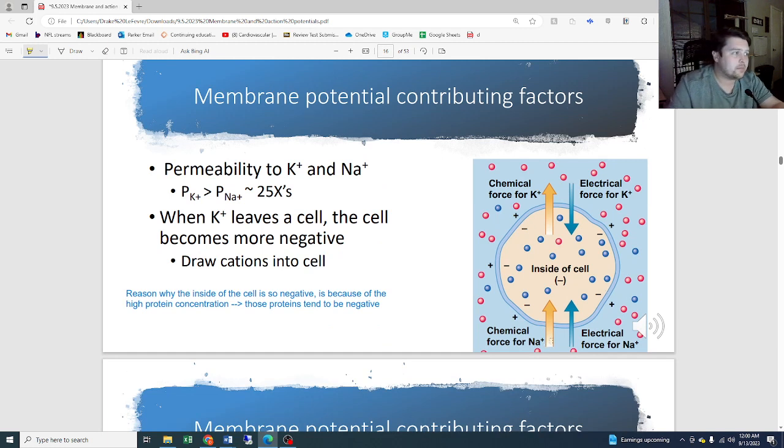Then sodium really wants to come in, both because of the electrical force as well as the chemical force. So you do have a slow leak of sodium coming into the cells, and that's why we need that sodium-potassium pump.